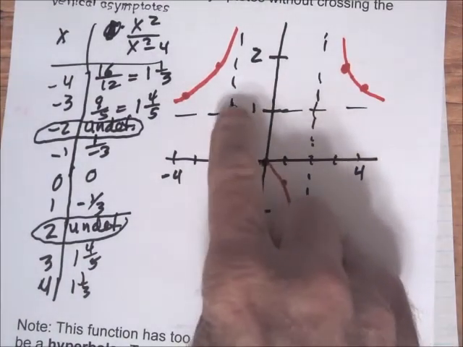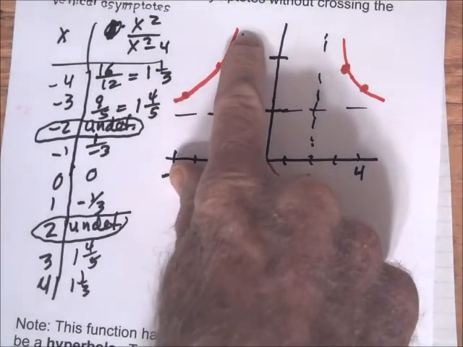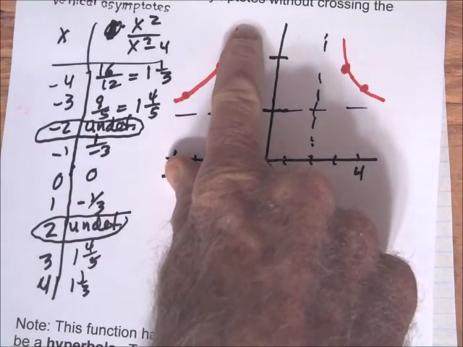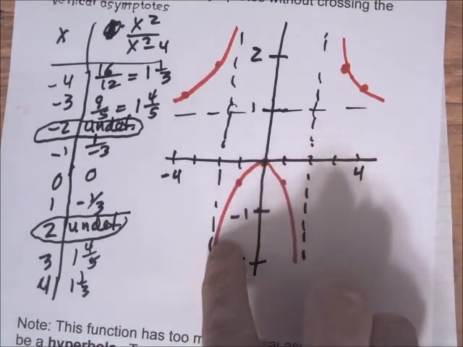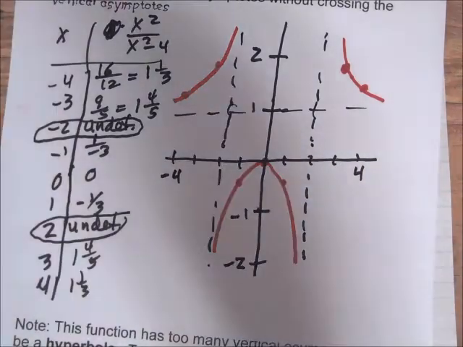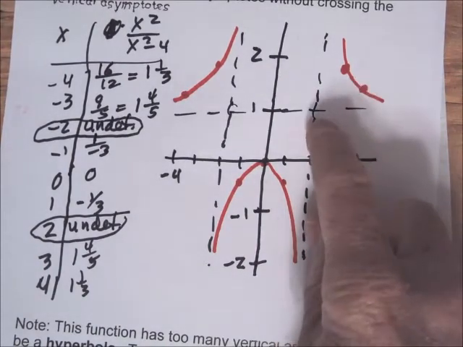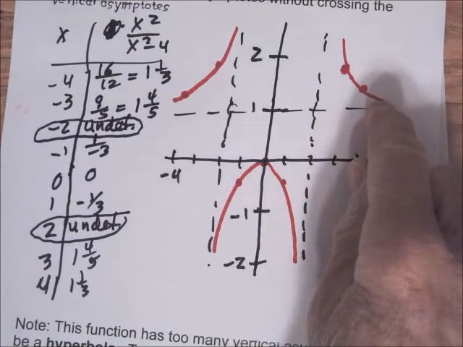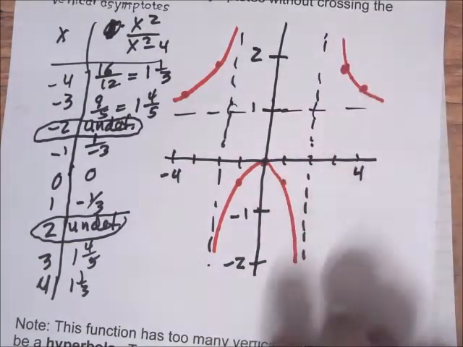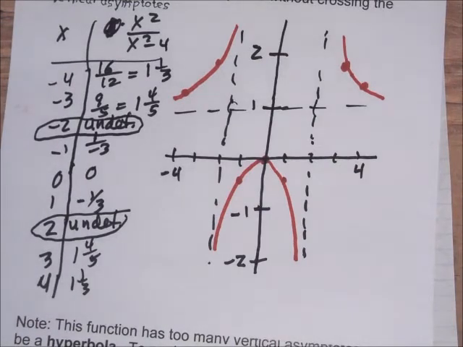As x approaches negative 2 from the left, f of x goes to infinity. As x approaches negative 2 from the right, it goes to negative infinity. And as x approaches positive 2 from the left, it goes to negative infinity. As x approaches positive 2 from the right, f of x goes to positive infinity. So again, these rational functions nicely illustrate the concept of limits, which we will get into in more detail next week.